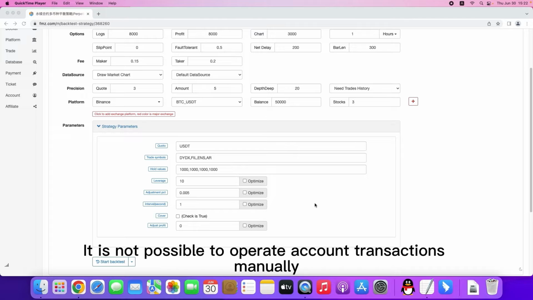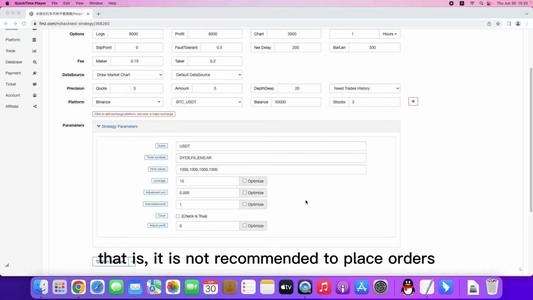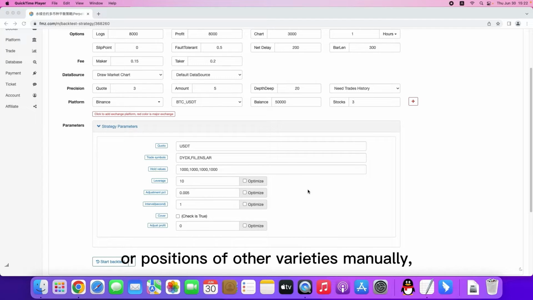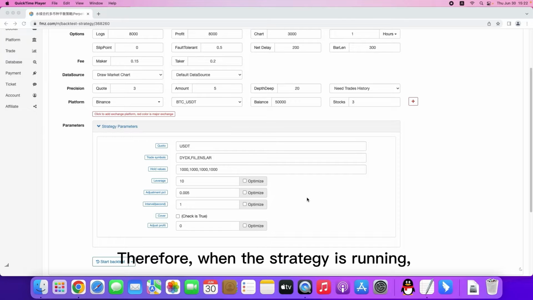It is not possible to operate account transactions manually during the strategy operation. That is, it is not recommended to place orders or positions of other varieties manually, as this may affect the margin data. Therefore, when the strategy is running, it is best not to trade manually.